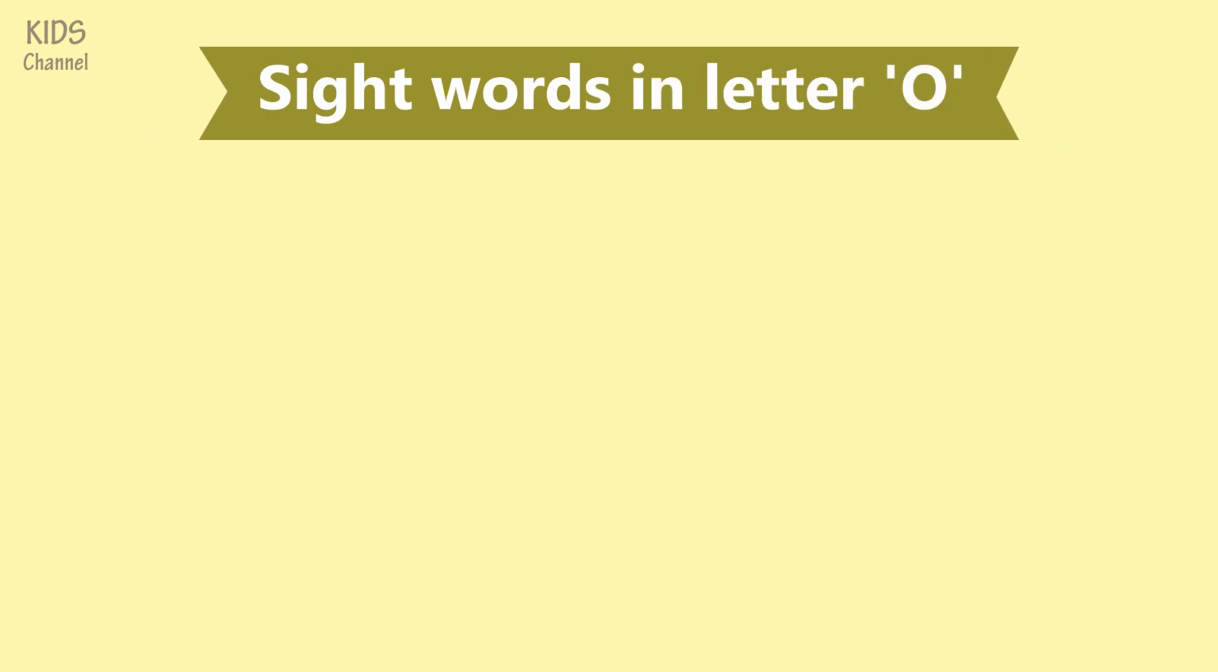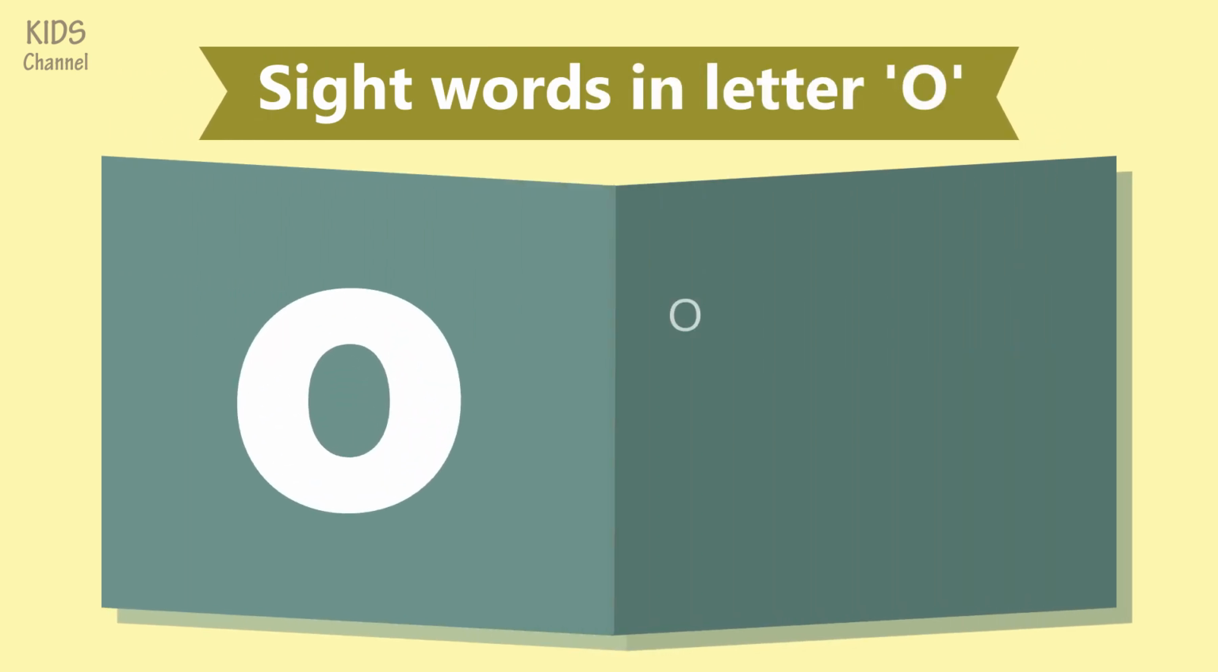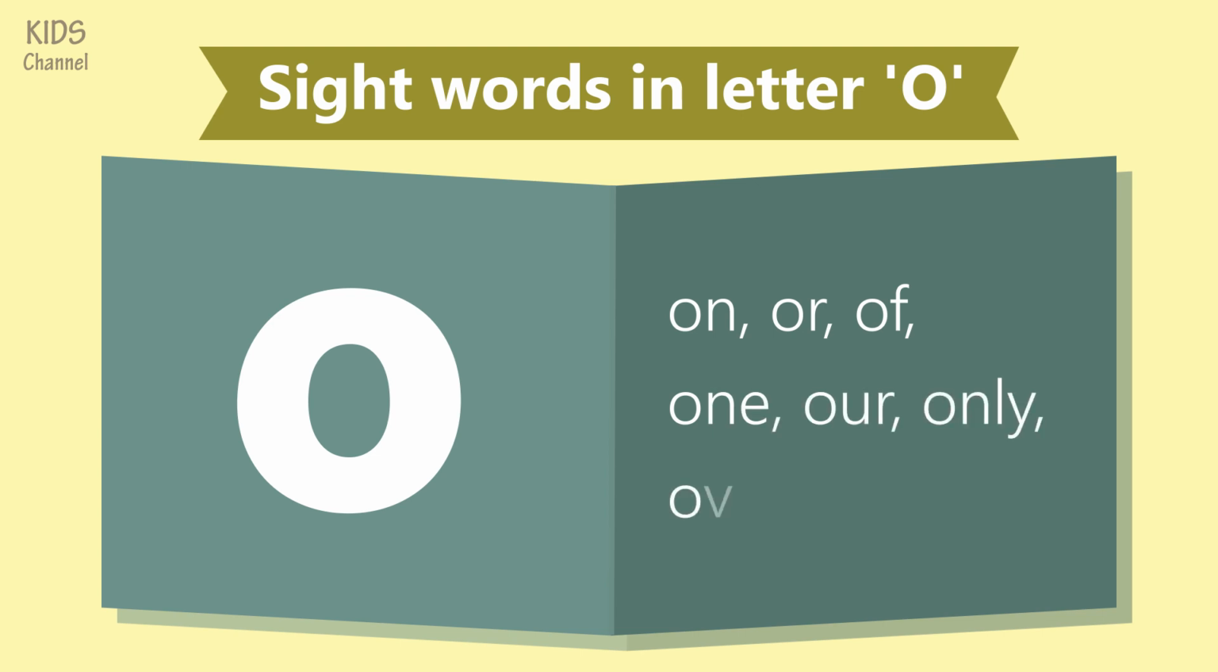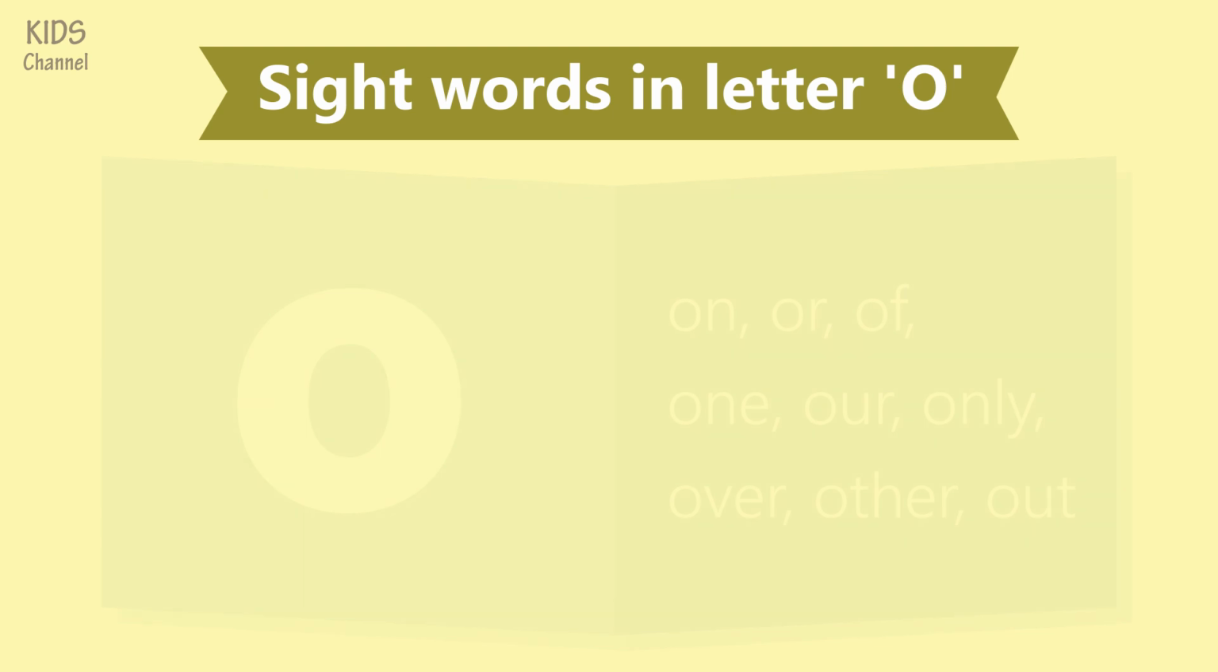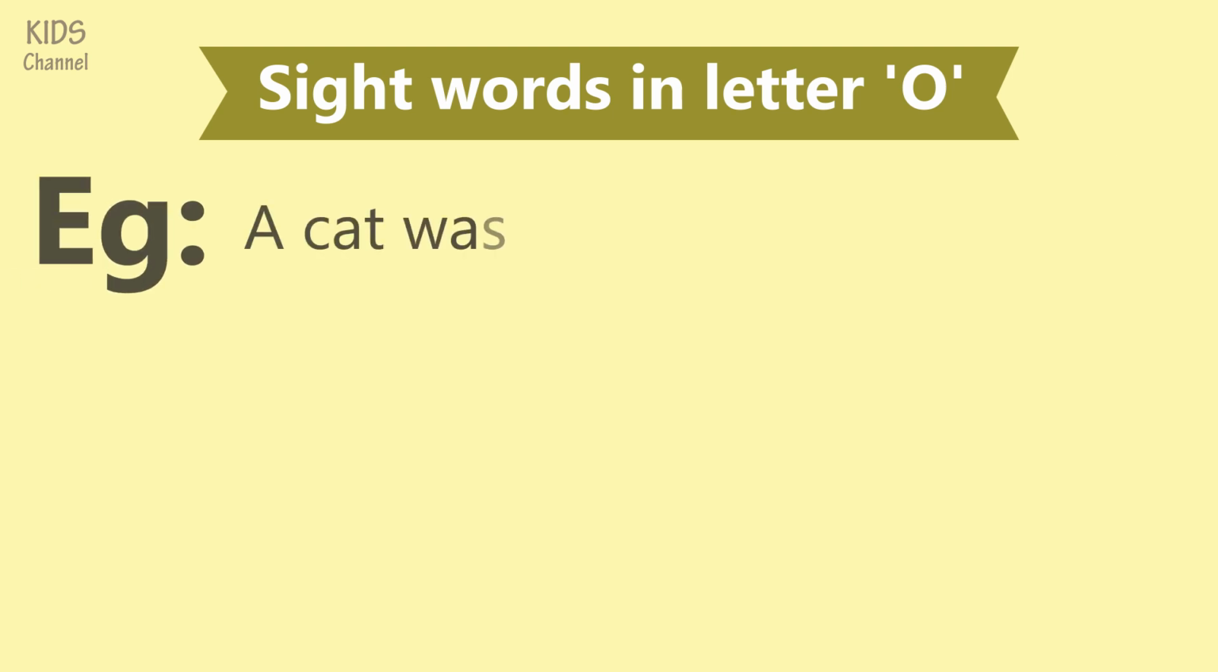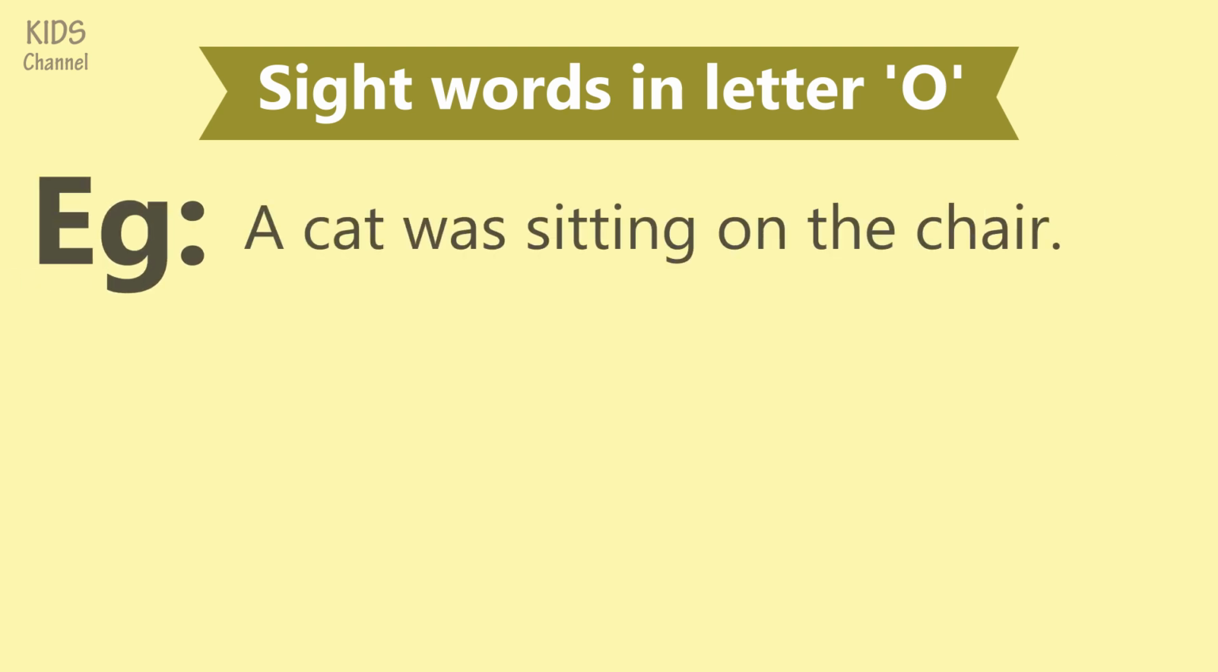Sight word in letter O. On, or, off, one, are, only, over, other, out. With few examples, we'll identify the sight word in letter O. Example 1. A cat was sitting on the chair. Here, on is a sight word in letter O.